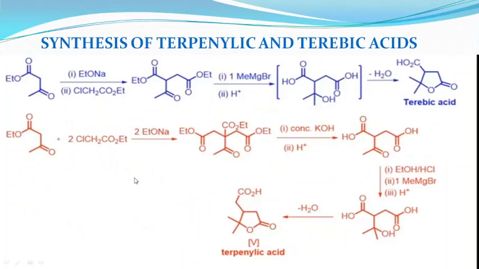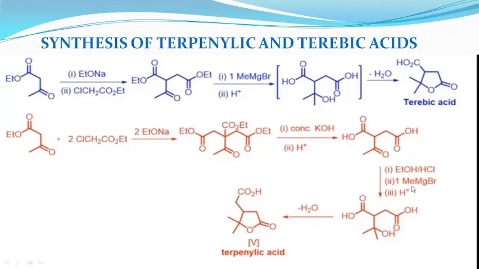The next is terpinylic acid. Terpinylic acid contains one carbon atom more than terebic acid. The original reactants are the same, ethyl acetoacetate, and we take 2 molecules of ethyl chloroacetate. Reaction with sodium ethoxide results in the formation of this compound, which on consequent hydrolysis and then in the presence of acidic medium is converted into carboxylic acid. Then we react with ethanol in the presence of HCl to protect these two carboxylic groups.